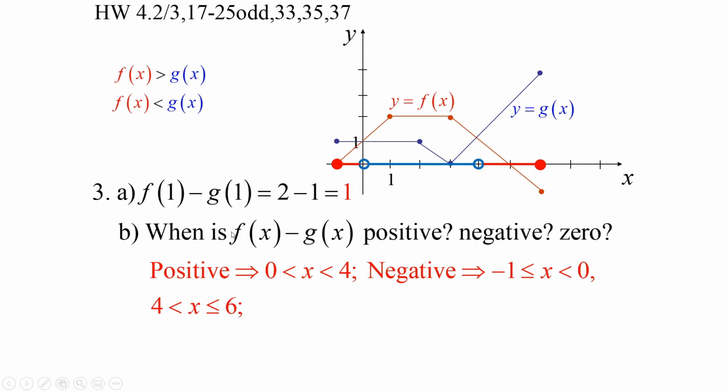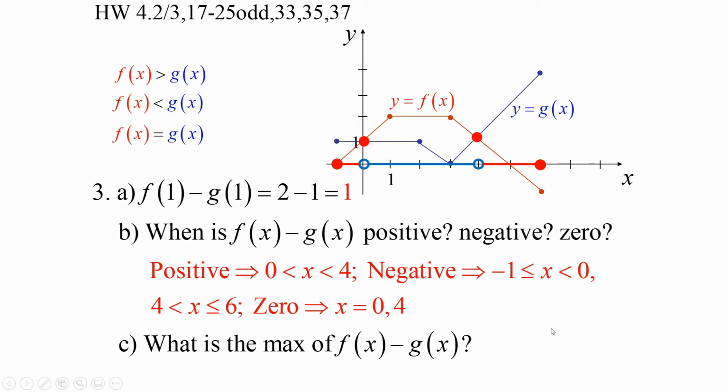When does f of x minus g of x equal 0? Well, that would be where we already discussed where the graphs intersect. So 0 implies f of x equals g of x. Okay, and that's going to be at x equals 0. And at x equals, what was that again? 4. Oh, that's a great problem.